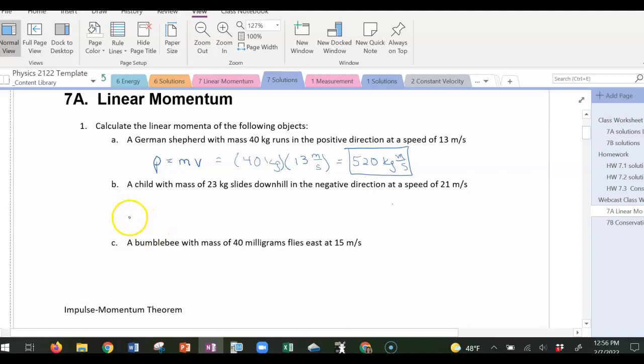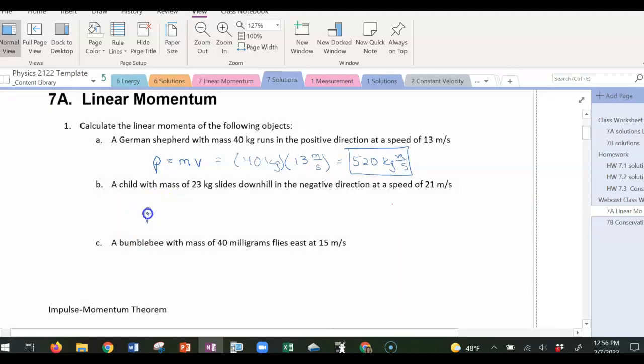Okay, let's look at this child. The child has a mass of 23 kilograms and slides downhill. That's in the negative direction. So in this case, the mass is 23 kilograms. The velocity is in the negative direction, so it's a negative 21 meters per second. And so this child has a negative momentum of negative 483 kilogram meters per second.